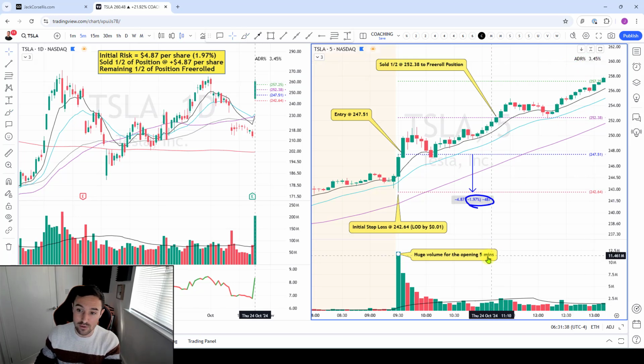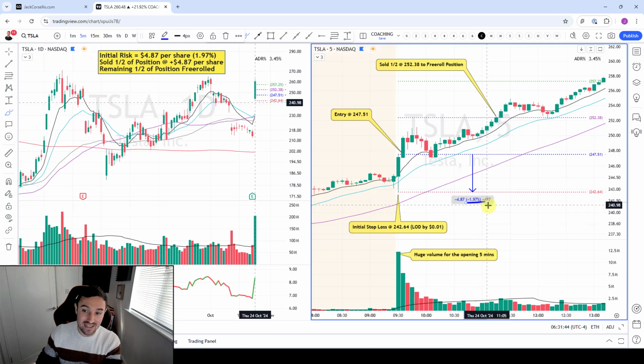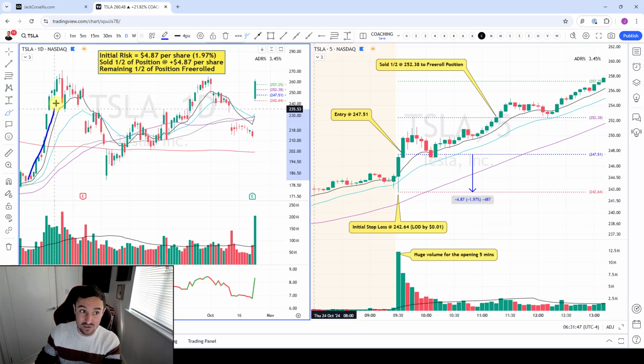And I also know the character of Tesla is when Tesla wants to get running, Tesla can get running. So I'm then also thinking, okay, a 2% initial stop relative to what Tesla may be able to do. Could Tesla go up 20% from this? I think it could. That would be 1 to 10. Could it go up 30%? I think so. That'd be 1 to 15 risk to reward. Could it go up 40%? I don't see why not. When Tesla wants to go, Tesla can go.